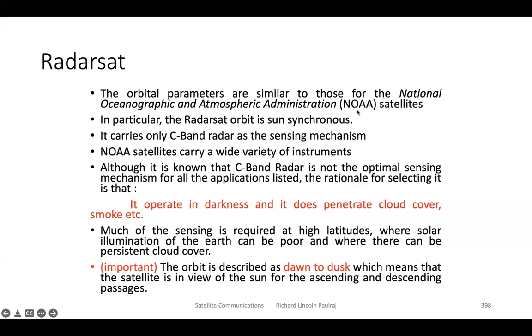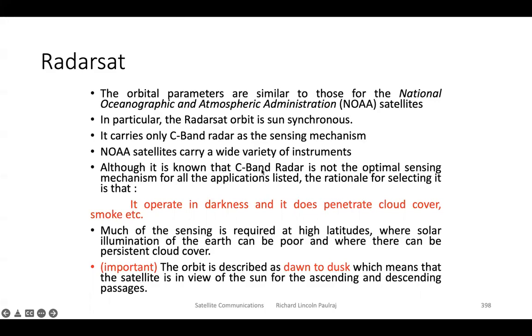In short, it's called NOAA, which means National Oceanographic and Atmospheric Administration. This body takes care of the information with regards to ocean and atmosphere. In particular, the Radarsat orbit is sun synchronous, so it is in sync with the sun's movement. It carries only C-band radar as the sensing mechanism, whereas other satellites carry a wide variety of instruments.